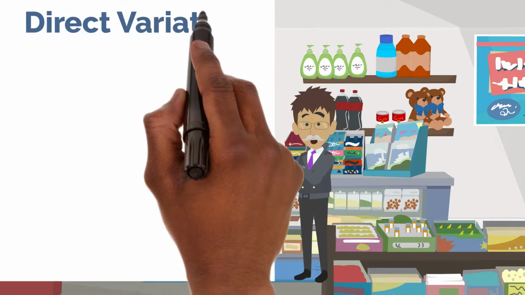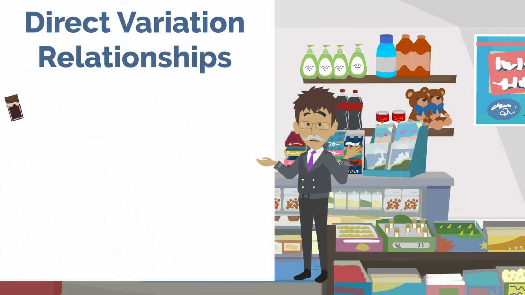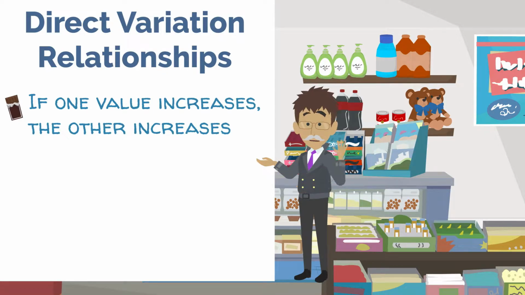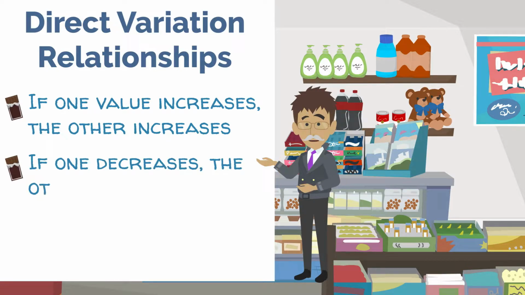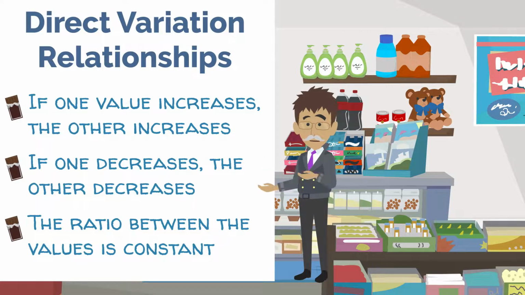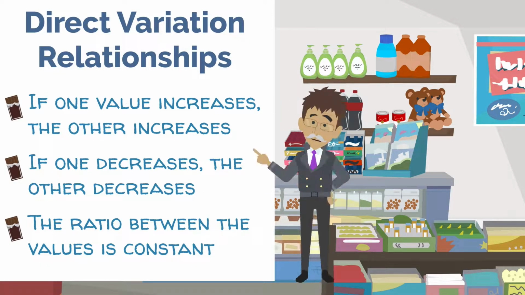Direct variation relationships are ones where an increase in one value leads to an increase in the other. On the other hand, when one value decreases, the other value decreases as well. The ratio between the two values is always the same. Direct variation relationships, also known as proportional relationships, occur in many places in the world, and we often need to solve problems involving variables that are proportional.